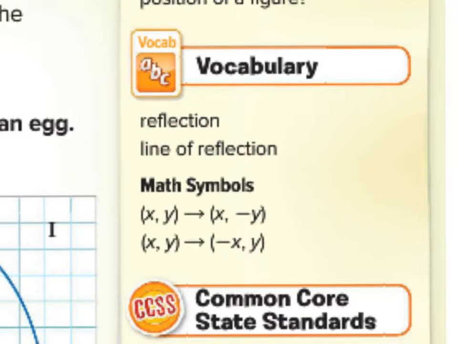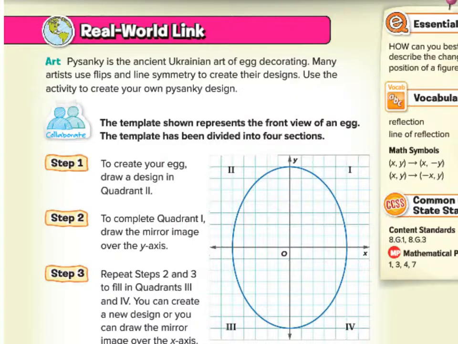Some of the math symbols we will use will be the following for coordinates. Okay, so often replacing or modifying one of the coordinates so that we can create a reflection across the y-axis and across the x-axis. Real world link, art.